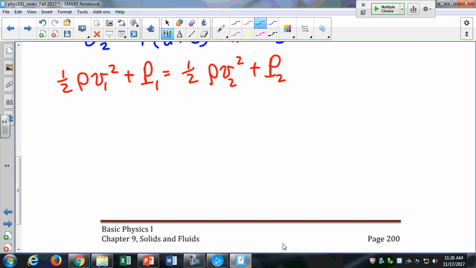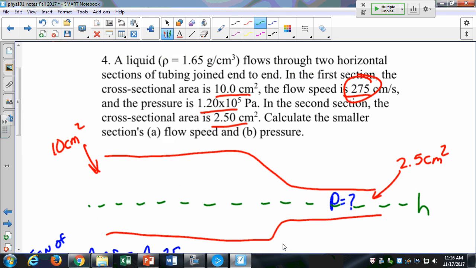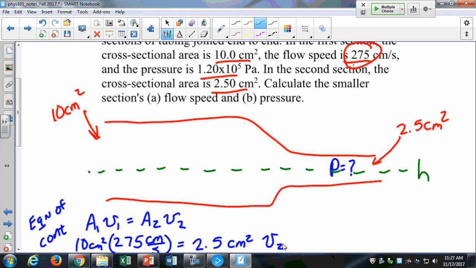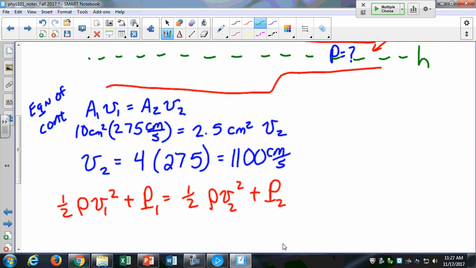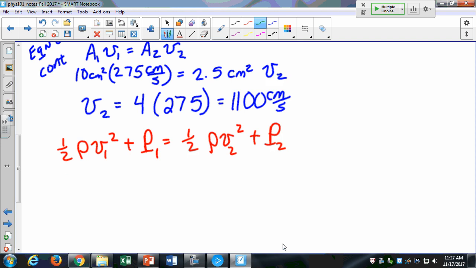All right, so here I'm looking for P2. I know everything else. I know the density, and I know the speed, and I just need to find the pressure. Let's see, can you do this? I'm not going to do it here. You have to convert all of your units to SI units. I wouldn't make you do that on the test. But you have to convert all those centimeters and grams to kilograms and cubic meters. So solve for P2, and make sure you convert to SI units.